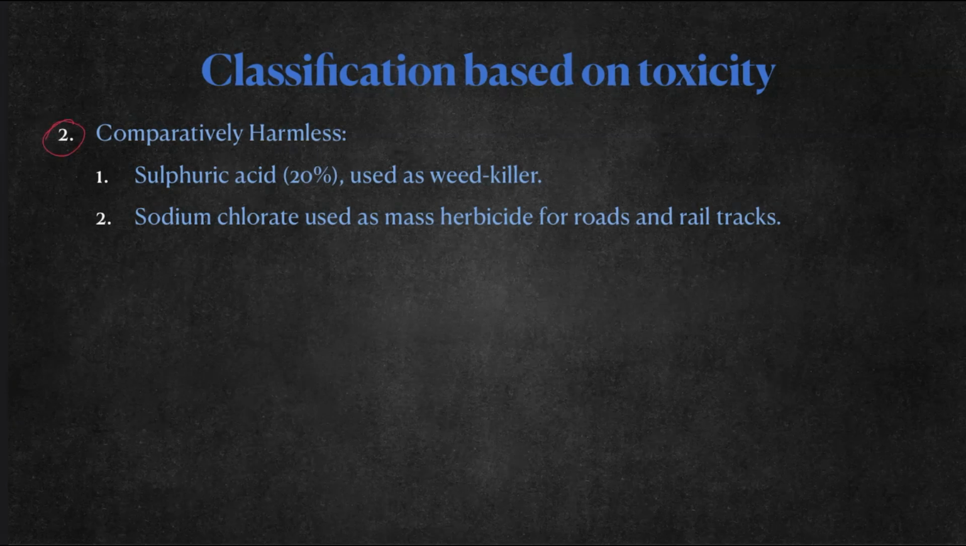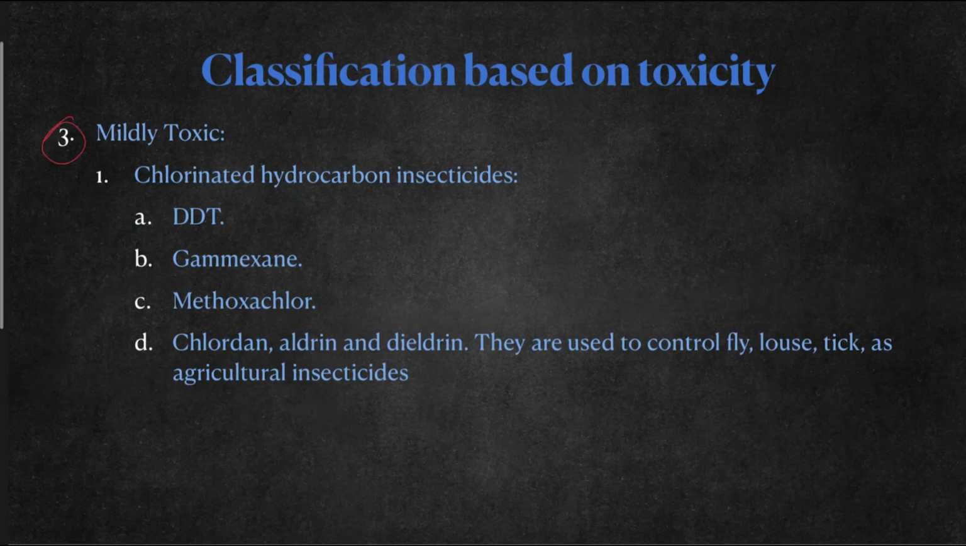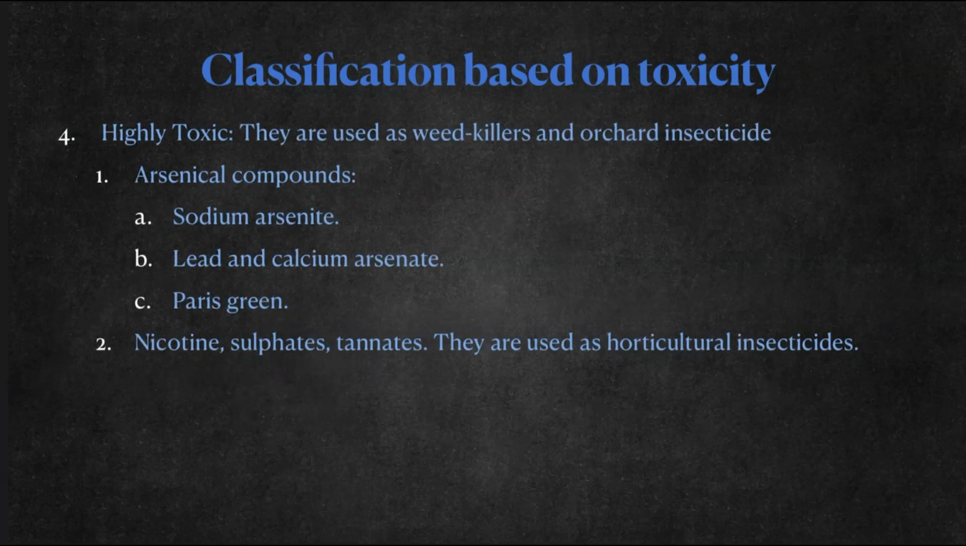Next is the comparatively harmless group, like sulfuric acid, which is used as a weed killer, that is, to remove unwanted plants. Sodium chlorate is used as a mass herbicide for roads and tracks to remove plants. Then mildly toxic chlorinated hydrocarbons like DDT, gamma-BHC, methoxychlor and dieldrin are used to kill flies, locusts and ticks, and also as agricultural insecticides.